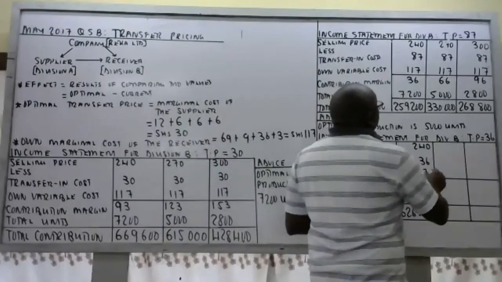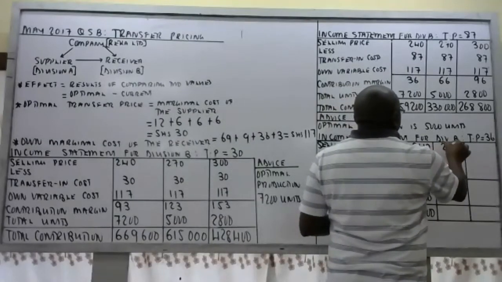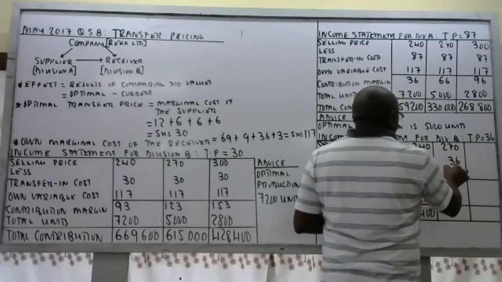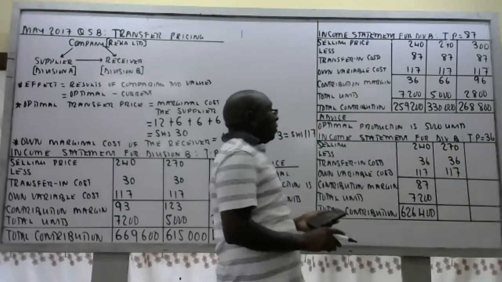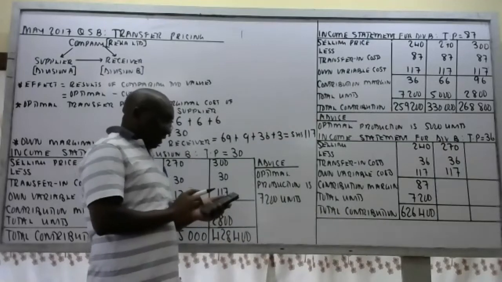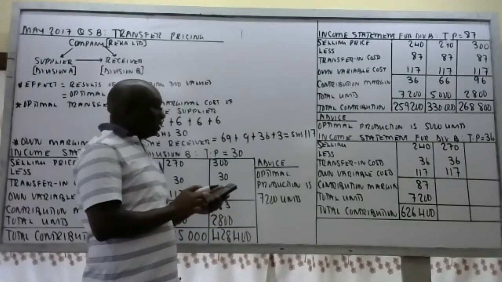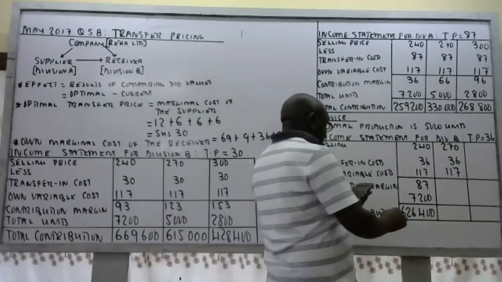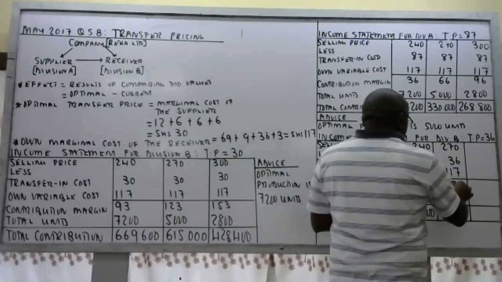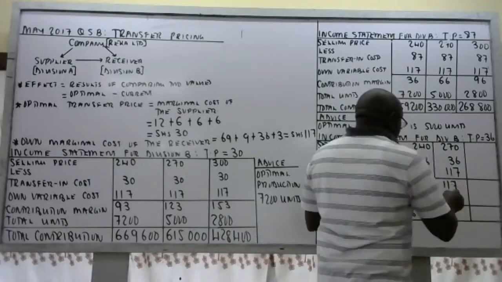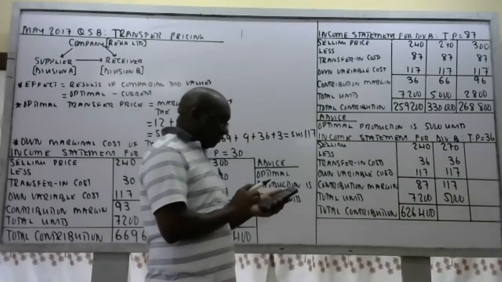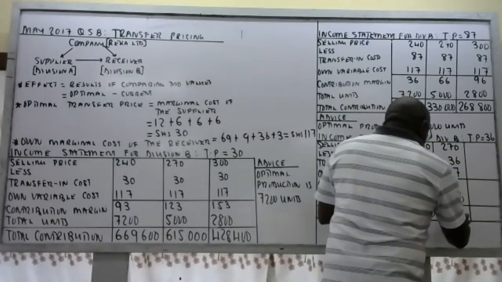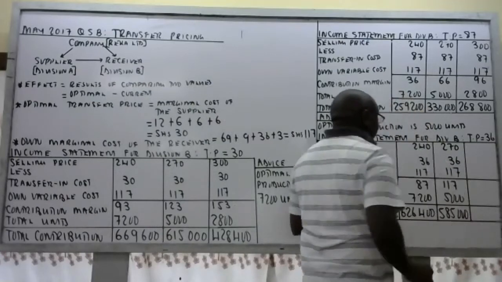Then we come to this other one. It is 270. The transfer now is 36. Own is 117. So 270 minus 36 minus 117, I'm getting 117. The units are 5,000. So times 5,000, it is 585,000.